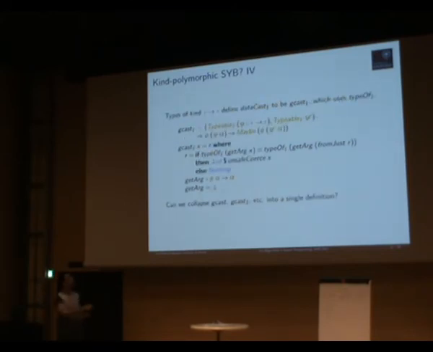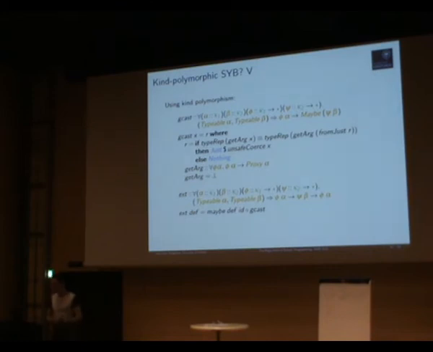Gcast1, on the other hand, is using typeOf1. Other than that, it's exactly the same as gcast. So this duplication is creeping into SYB because you're forced to give these datacast1, 2, etc. instances for types of higher kinds. Can we get rid of this?